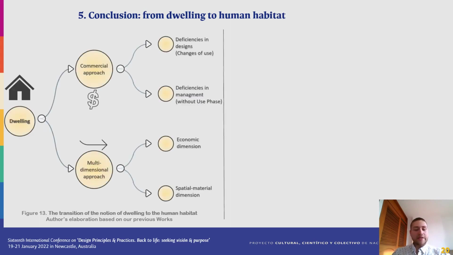From dwelling to human habitat, the dwelling approach is a commercial one that leads to deficiencies in designs that are expressed or demonstrated by the change of use, like a residential use of an architectonic project becomes a commercial use one. For example, some housing projects, residential use, suffered changes of use because of the transformation and occupation of the inhabitants. There are some deficiencies in management because the traditional approach doesn't have a use phase of the management of the projects, and we have that the dwelling approach is a unidimensional approach that is only focused on the economic dimension and the spatial and material dimension.